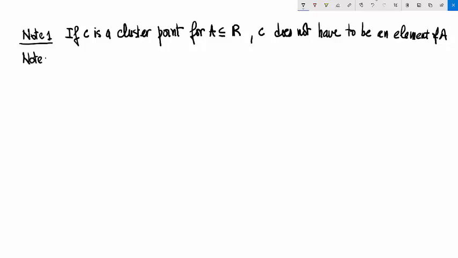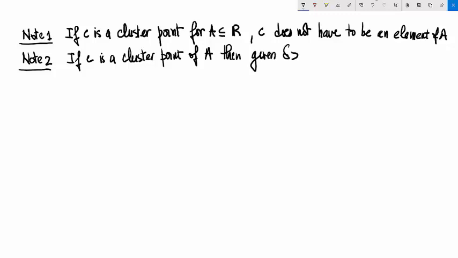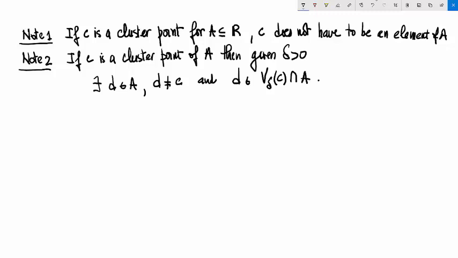Secondly, if C is a cluster point of A, then given delta, which is positive, we know that there exists D, which is in A, D is not C, and D is an element of V delta C intersect A. So in this case, the set V delta C intersect A is never empty. All right.